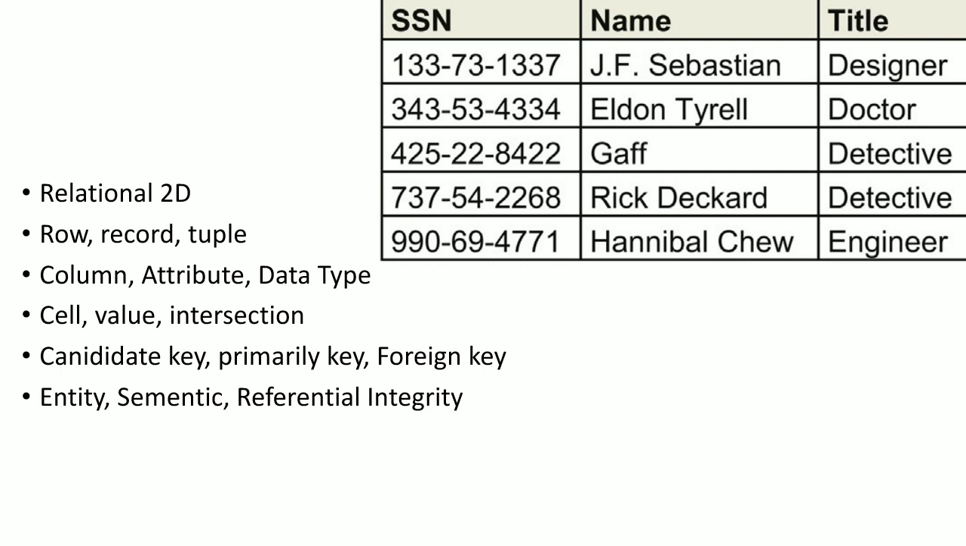Then referential integrity says that a foreign key in the child table should correspond or should match with the primary key in the parent table. So SSN over here should be the same, or one of the values of SSN should be the same in both the child table and the parent table. So in the parent table it is called the primary key, and in the child table it is called the foreign key in relation to this parent table.